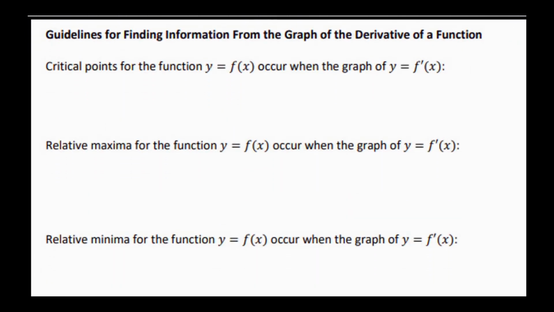So here we go. Now we're going to write notes to ourselves on how to do these things, because we just did all of these things, right? We did all of these things with an example. So we're going to write notes to ourselves, okay? So how do I know where the critical points are for the original when I'm looking at a derivative graph?